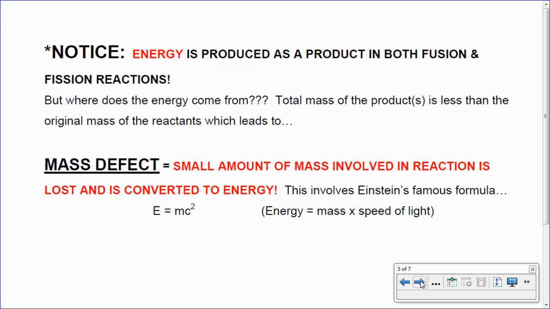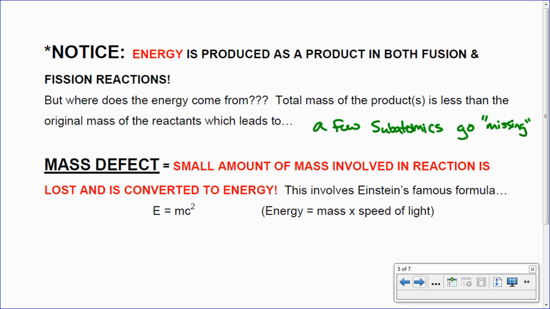Now, energy is produced as a product in both fusion and fission reactions. But where does that energy come from? The total mass of the products is less than the original mass of the reactants. So we're missing a few protons, a few subatomic particles go missing. This is not included in our balanced equations because we don't account for the fact that some mass was converted into energy. We call this a mass defect. So the small amount of mass involved in those nuclear reactions is lost and converted into energy.